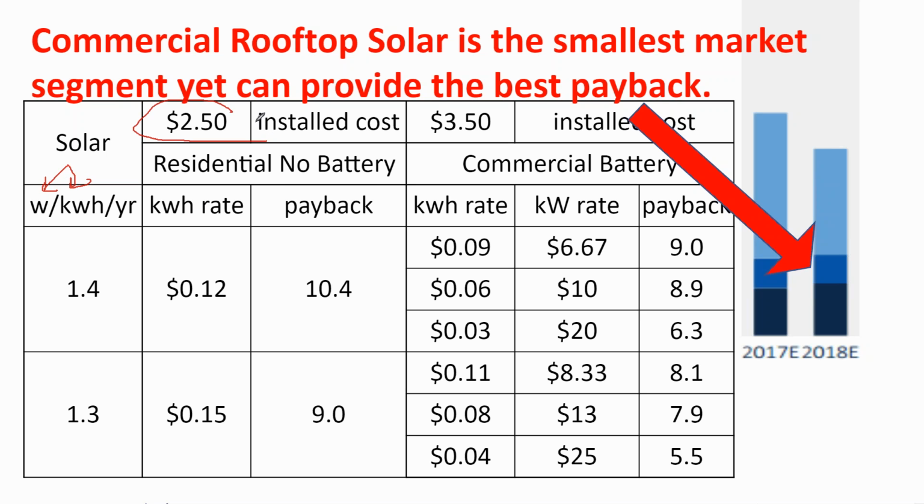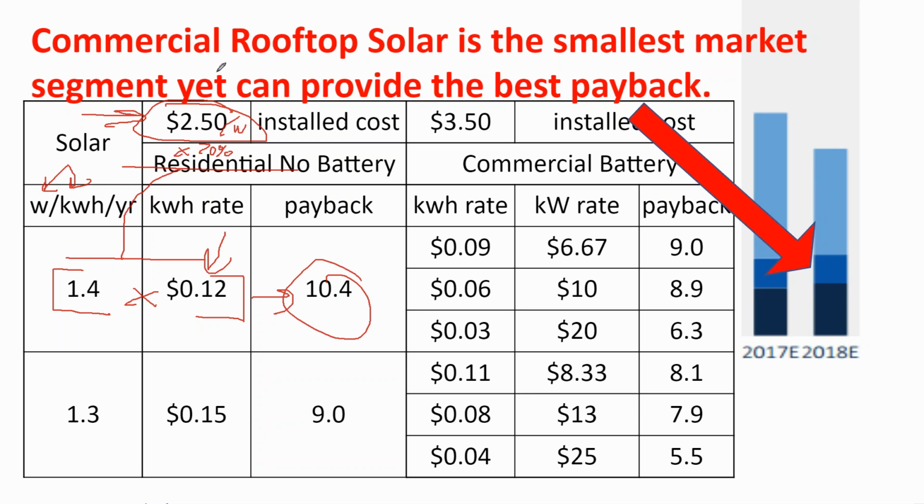Now you take your $2.50 a watt installation price and then you back out the 30% tax credit and then you divide by your kilowatt hour per watt per year multiplied by your kilowatt hour rate to get your simple payback. And so if you had a net metered rate of 12 cents a kilowatt hour and you had an installation price of $2.50 a watt, you would get a 10.5-year payback.